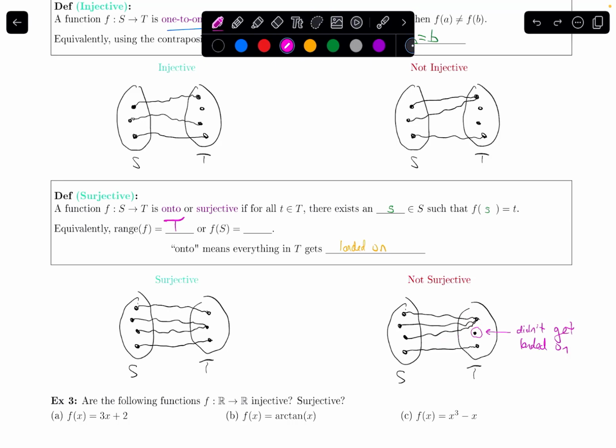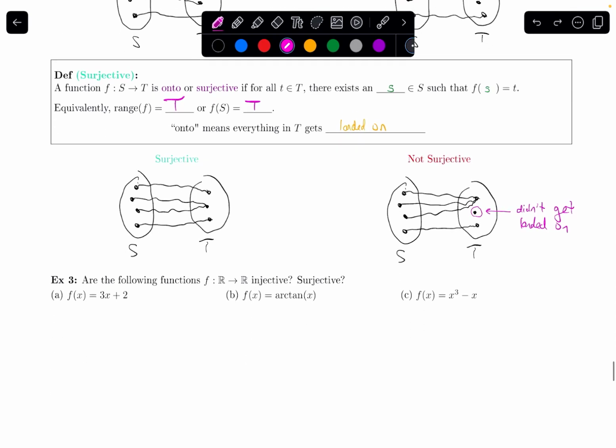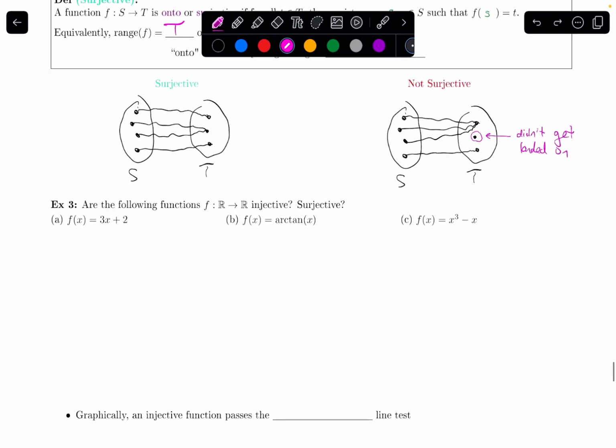I can also say this using my notation for image. Remember, f of S means the image of S. That's if I plug all the values in my domain into my function, what are all of their outputs? Well, if it's surjective, their outputs have to be the whole T, the whole codomain. Okay, so let's do an example now, which asks, are the following functions from R to R injective and are they surjective? So let's draw some axes.